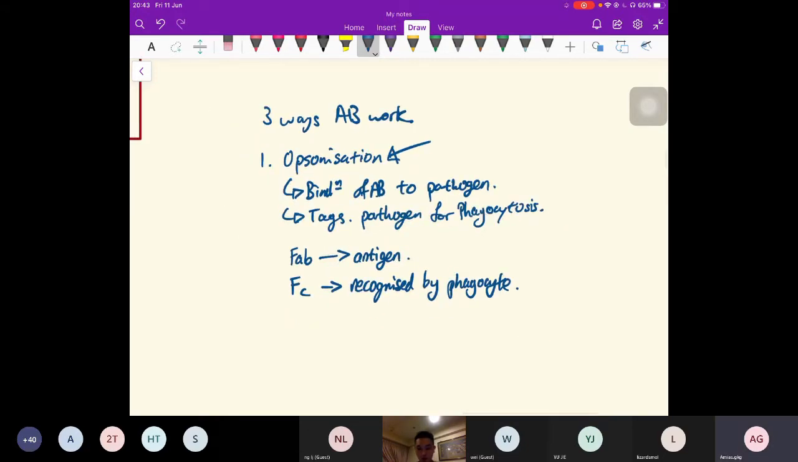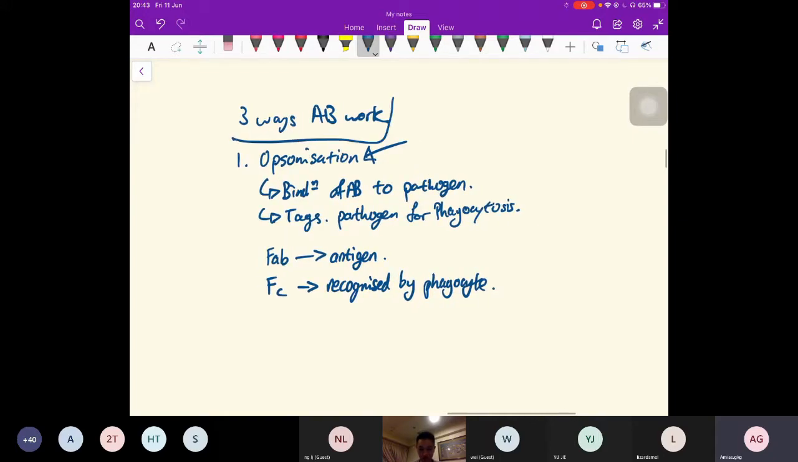I'm not going to talk about these three things much because it's more about understanding the topic better, and it's not really the core syllabus. The second one is agglutination, and the last one is neutralization. You just need to know the last two. Opsonization just refers to the Fc region of your antibody being recognized by your macrophage.